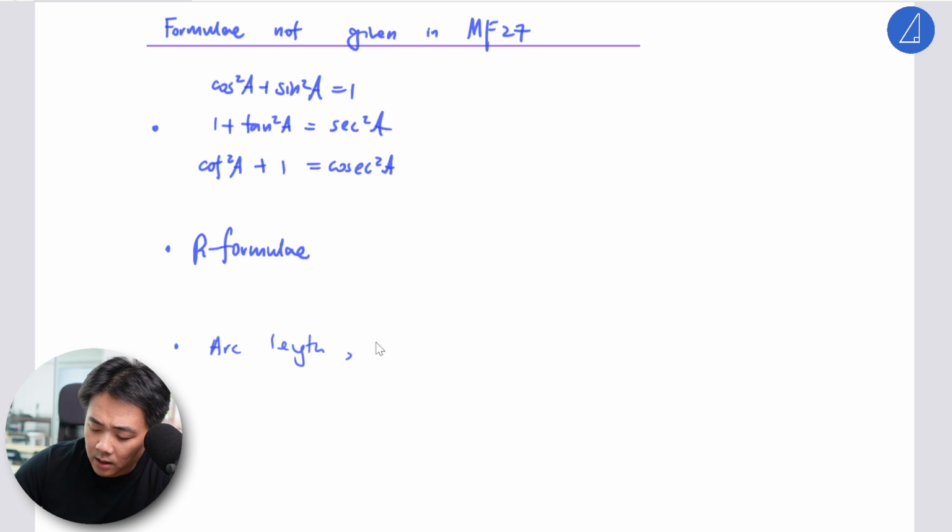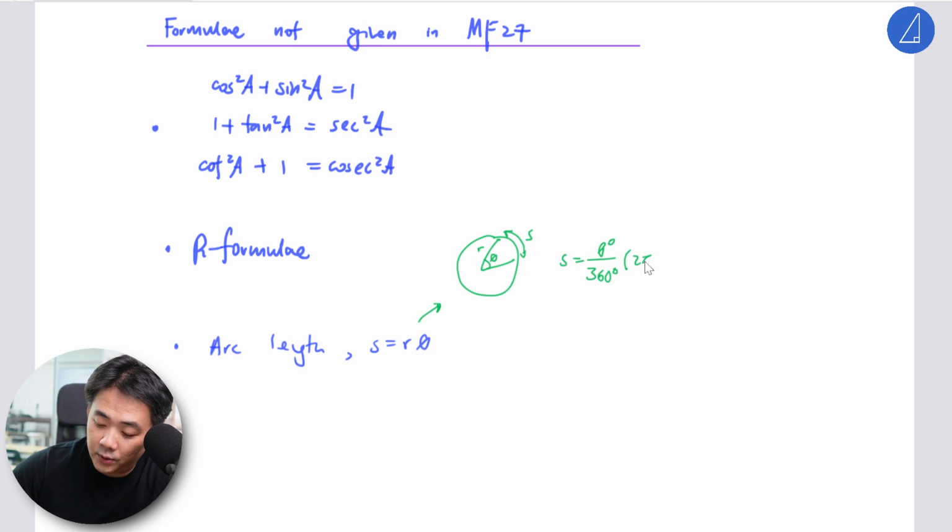Arc length is S equals R theta. So it doesn't hurt for you to remember. Basically, let's say you want arc length. This is R, this is theta. You want this arc length here. So you know that S is, let's say if it's in degrees, theta over 360, right? Then you just multiply by circumference 2 pi r.